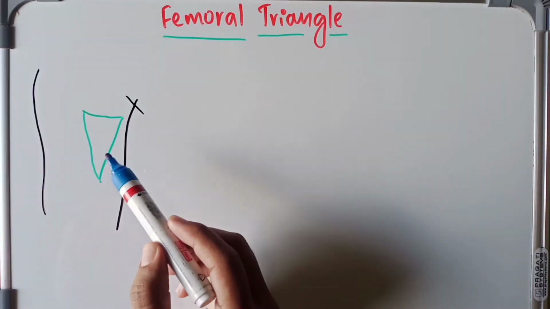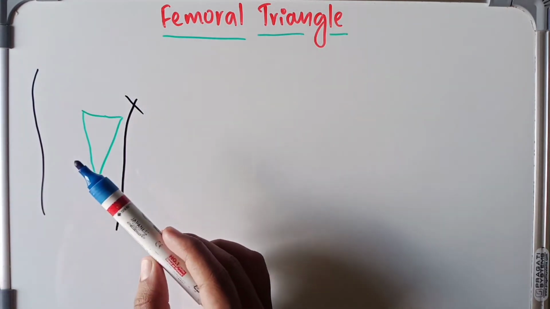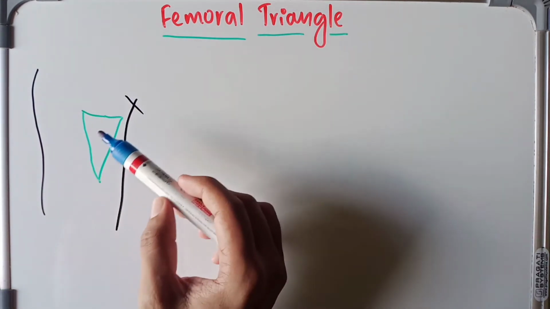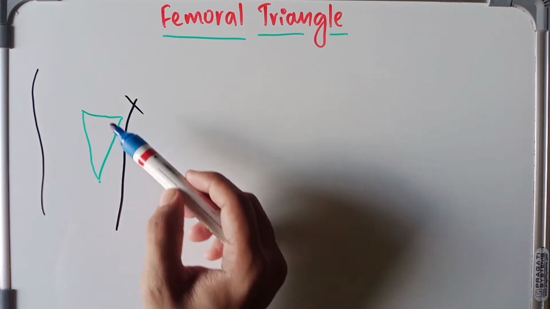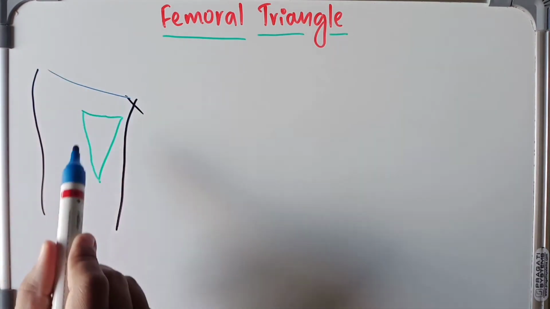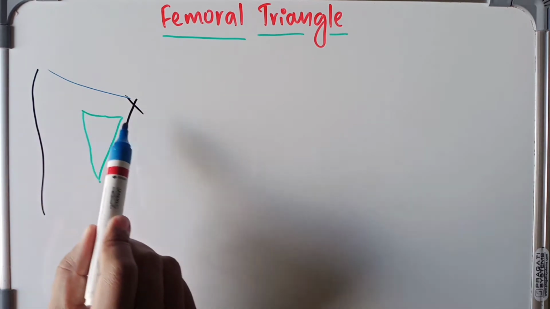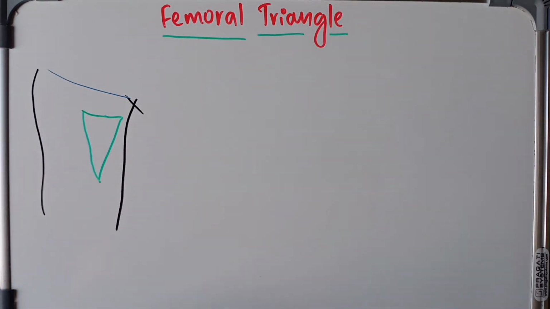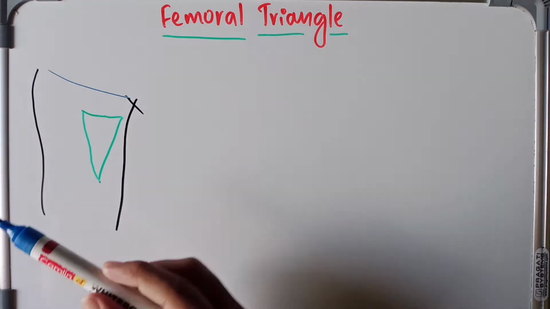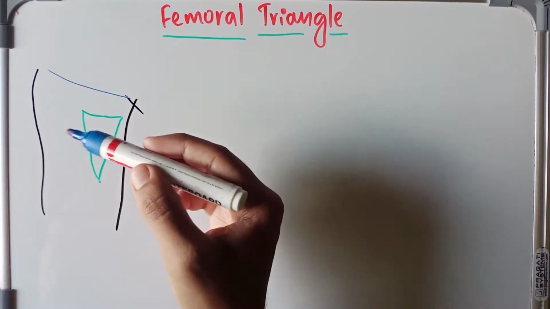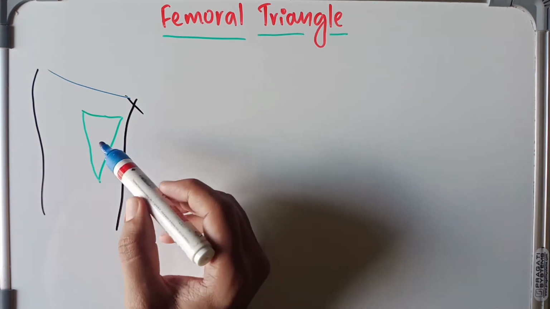So it is a subfascial triangular space situated on the front of the upper one third of the thigh on the medial side, just below the inguinal ligament. Its apex is directed downwards and the base is directed upwards. In living people, it actually appears as a triangular depression just inferior to the inguinal ligament.